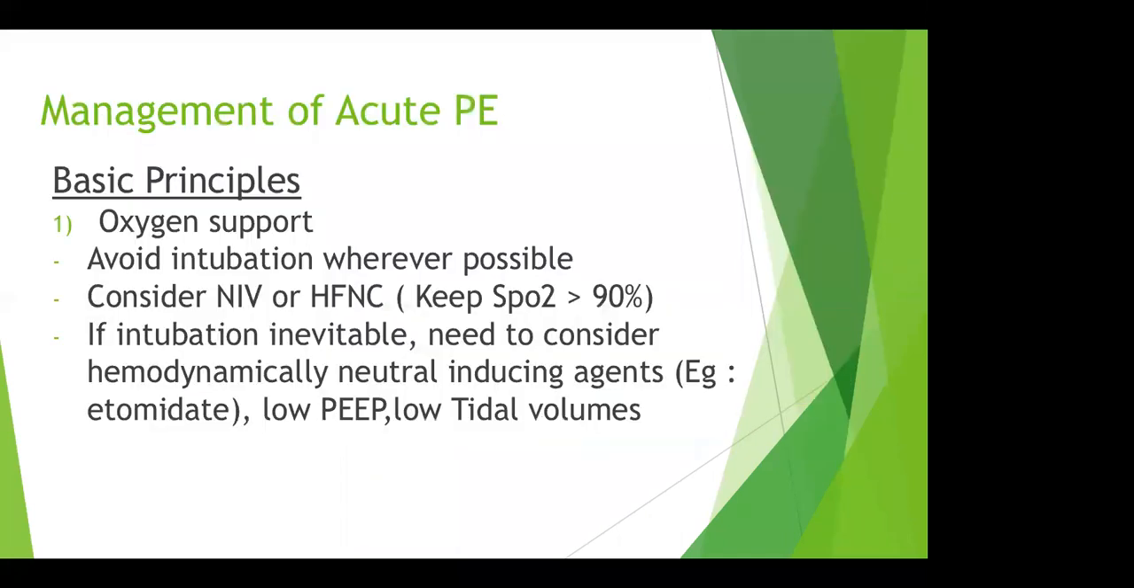All right, moving on. How do we manage PE? Some basic principles. If the patient's hypoxic, give oxygen. Try to avoid intubation wherever possible. If your patient is tachypnic, try to go for HFNC or NIV. The issue is when you intubate, there's a lot of positive end expiratory pressure that is going to reduce your preload. It's going to cause hypotension and your patient will code. So wherever possible, try to avoid intubation. But if it's inevitable, then use inducing agents which are hemodynamically neutral, like etomidate. Also consider low PEEP and low tidal volumes.